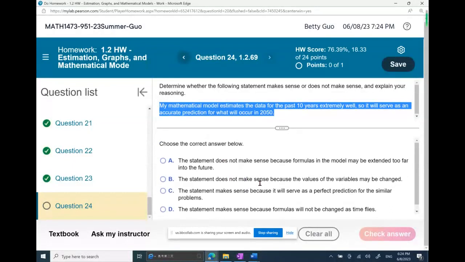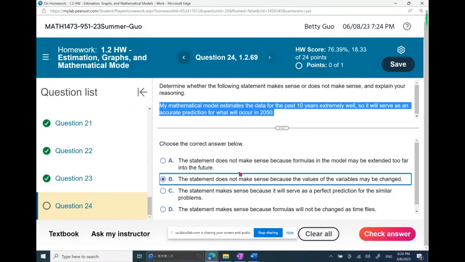So A or B again. Does not make sense because formulas in a model may be extended, may not be. Yeah, the values of the variables may be changed. So it does not make sense because formulas in the model may be extended too far into the future, may not be. So we choose B because the values of the variables may be changed. Yeah, it has a scope. Predict.